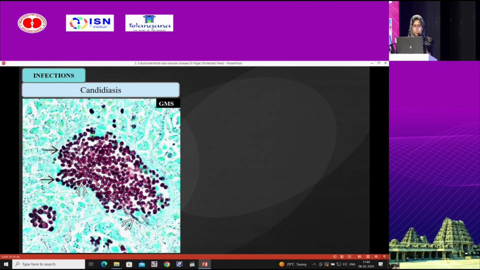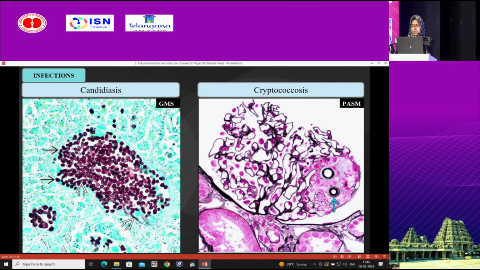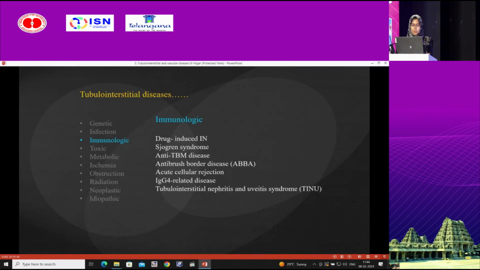These are two tubular lumina occluded by these yeast forms and occasional slender septate hyphae of Candida. This is a cryptococcus showing a halo around. These can be seen in the interstitium also, and they stain for mucicarmine stain and silver stain.